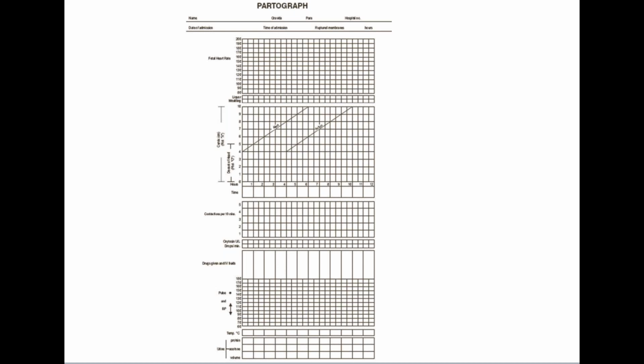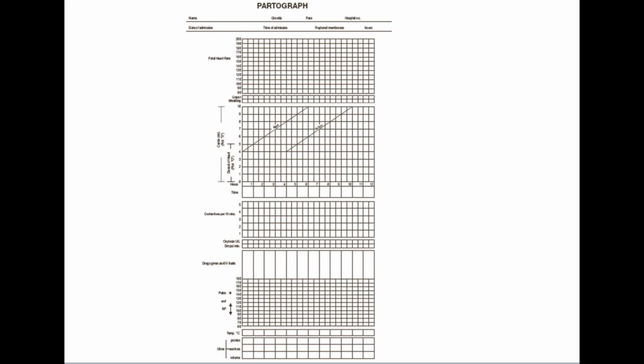And how frequently do we need to record that? Every half an hour. So every half an hour I need to record the baby's heart rate and the liquor, the color of the liquor, or whether it's intact or ruptured, according to the situation.